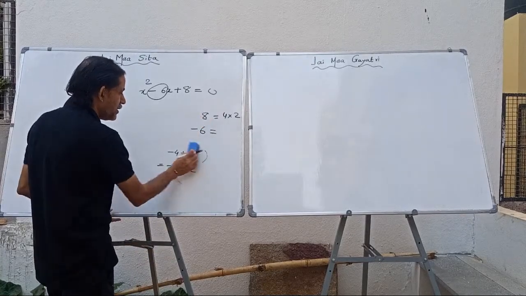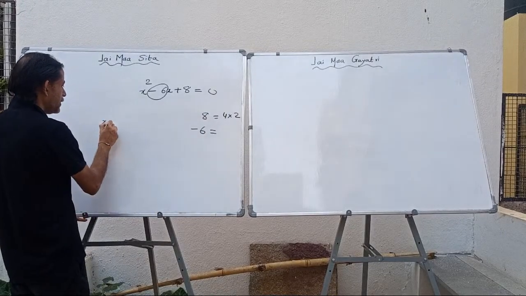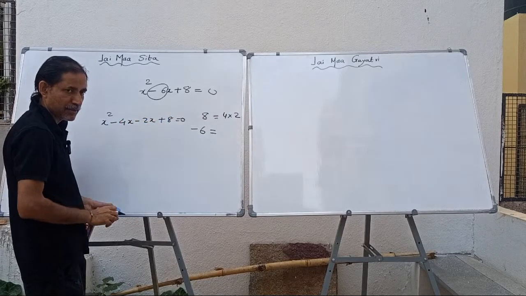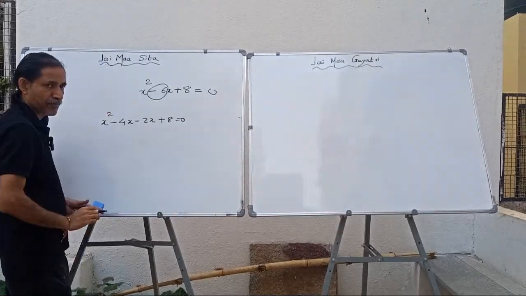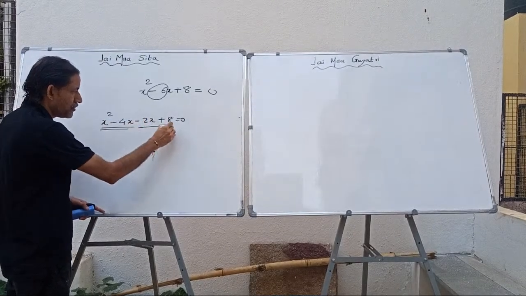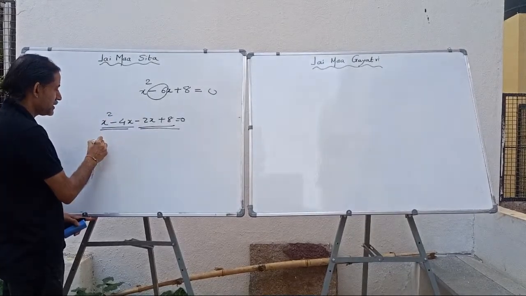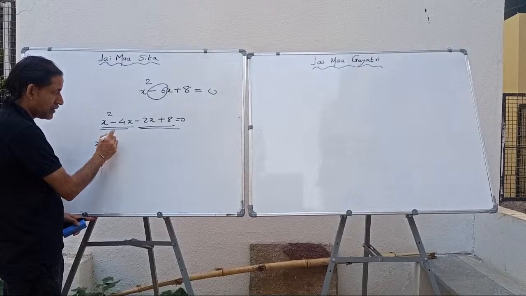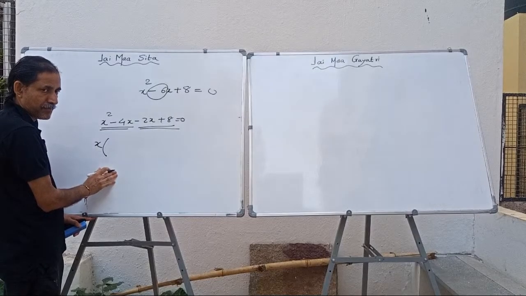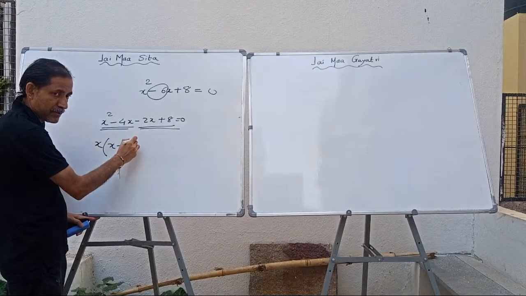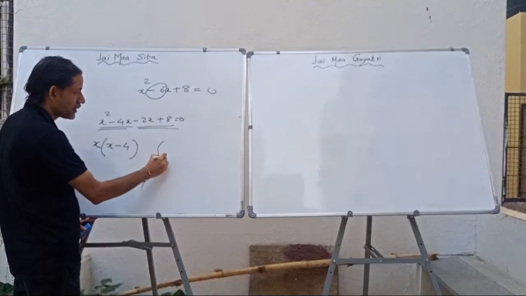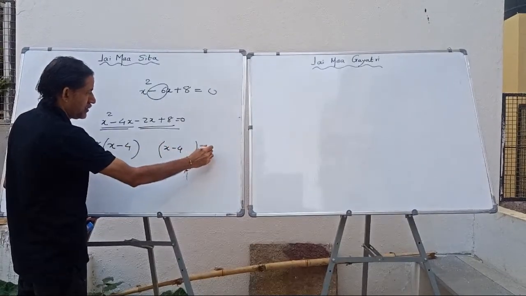So this is done. So the correct split is x square minus 4x minus 2x plus 8 is equal to 0. Correct? Then what do I do? No, wait. Let's take something common. Can I take these two common and these two common, including the sign? Okay. So x. No, I have to take something common. Minus 4 or 4x. 4, right? Okay. Next. See here also it will be x minus 4.